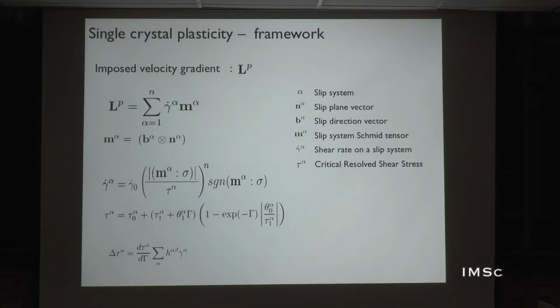Now, not all the 12 slip systems in an FCC material contribute. The essence is which of the 12 actually contribute and how do you identify them. This particular quantity tells you how much slip is occurring, and b and n are the slip direction and plane normal. Shearing has a sign.